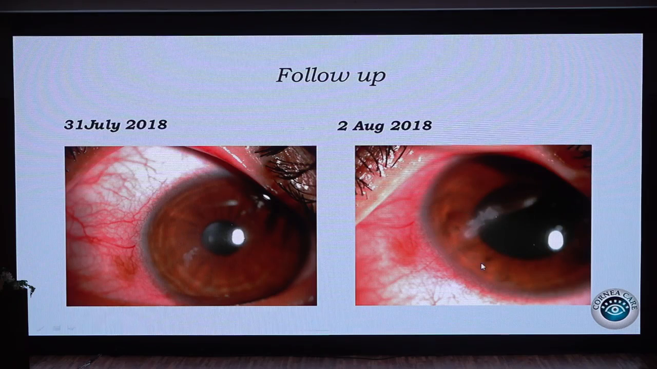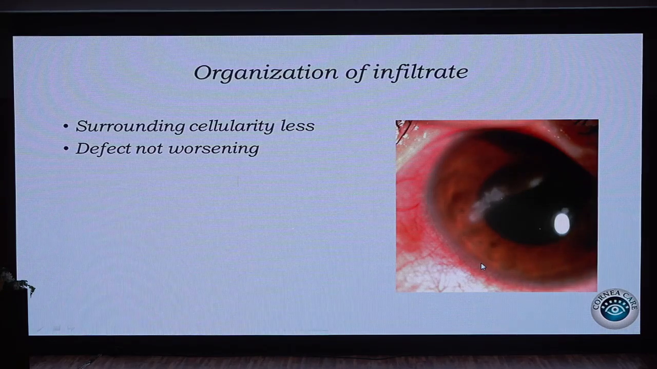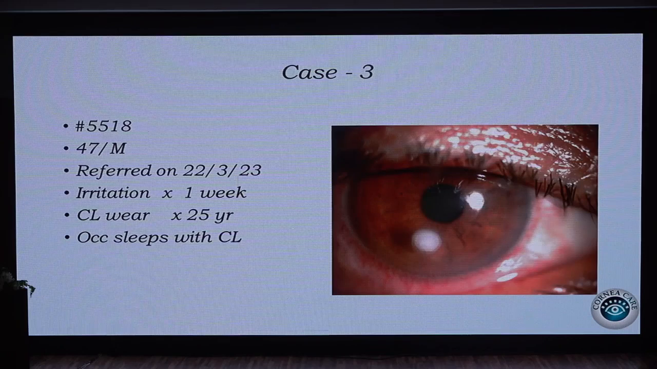So sometimes it happens that during the consolidation phase, the infiltrate slightly increases in size. But if the surrounding area is better, you can observe the patient. There is no need to further increase or add the drugs, making it a cocktail. Otherwise, it will worsen, as it happened in our last case.